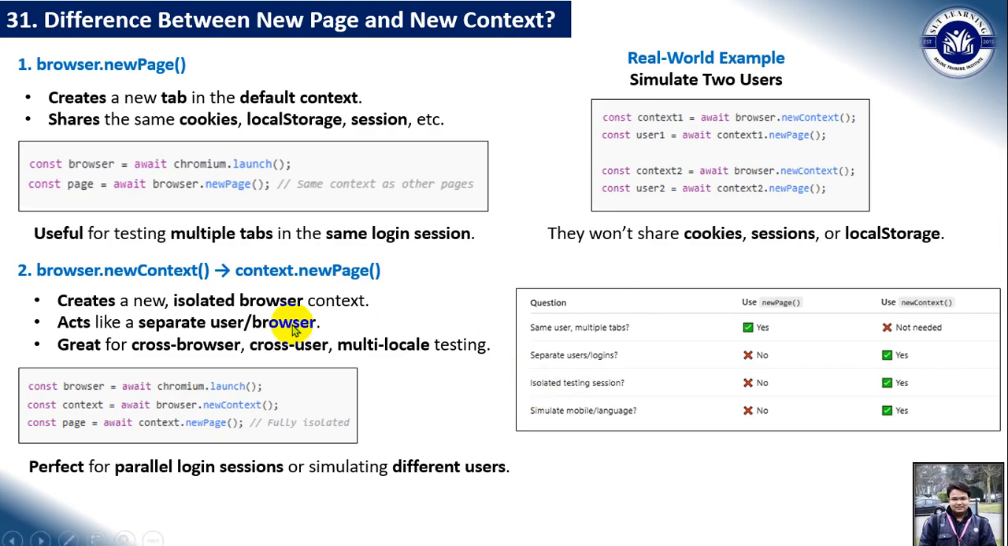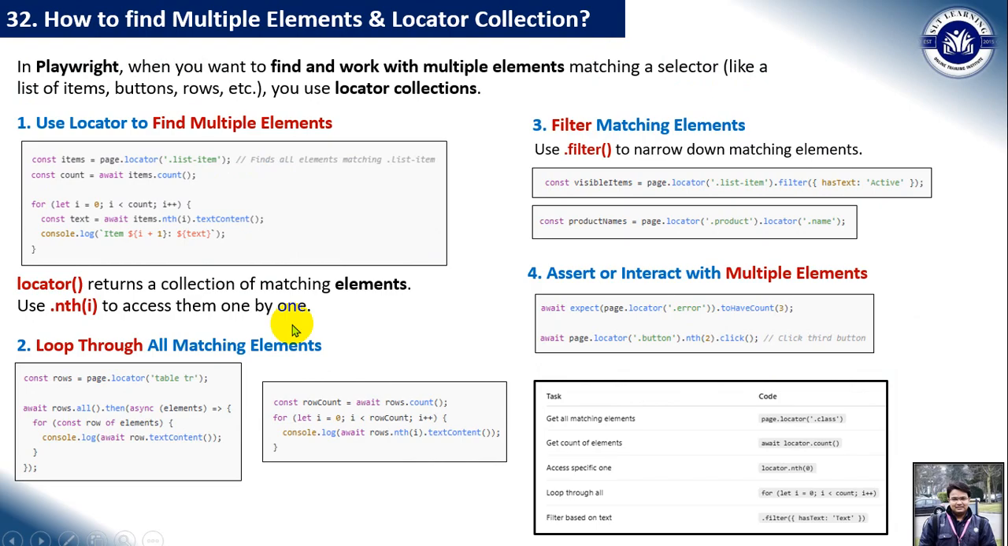Okay, so the next question will be how you find multiple elements, like the locator collections. If you want to find multiple elements, in Selenium we have find elements and find element, right? Two things. When we use find elements, it will give the list of the elements. So what is the way in Playwright? In Playwright there is no separate command like locator and locators. You can only use locator, and if it is returning the list of the elements, you need to store it accordingly.